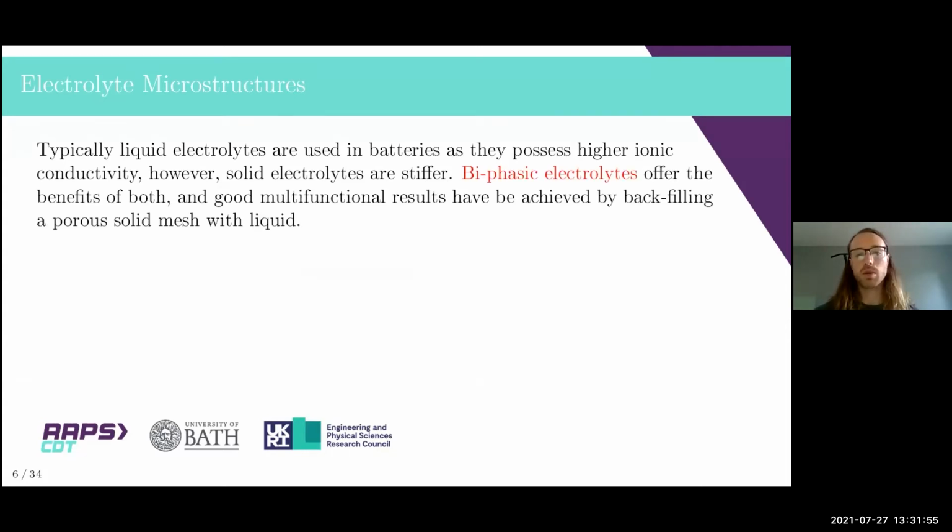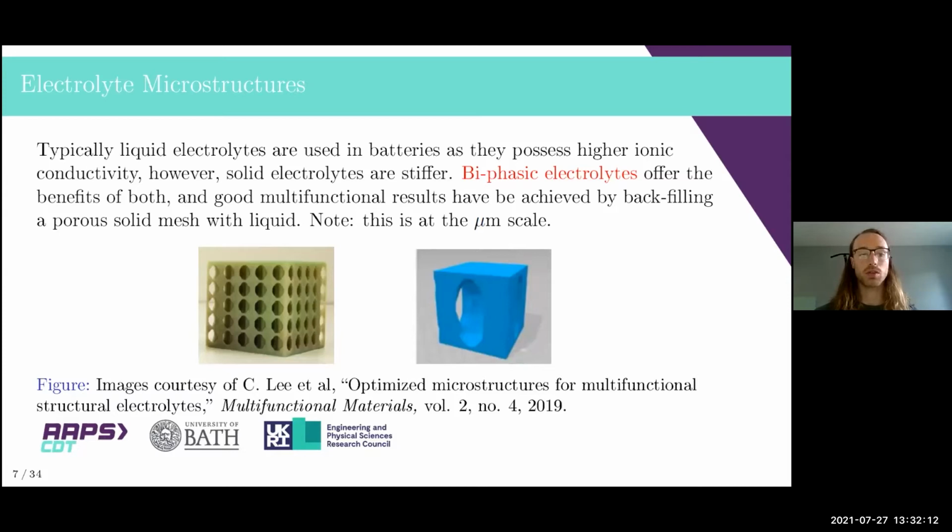We can reach a best of both worlds situation by using biphasic electrolytes. This is where we have two phases: a solid phase, which takes care of the stiffness element, and a liquid phase which offers higher conductivities. Good results have been achieved by creating a solid porous mesh first, something like this on the left-hand side, and then filling it with a liquid electrolyte to fill up the holes. What we've got here is the mesh on the left-hand side, and then an individual cell, which would be repeated in this mesh on the right-hand side. Just to note about the scale, we're working at the micrometer scale here, so less than the width of a human hair. Inside a battery cell, there would be hundreds, if not thousands of these.